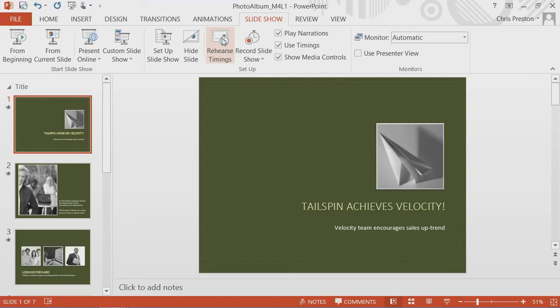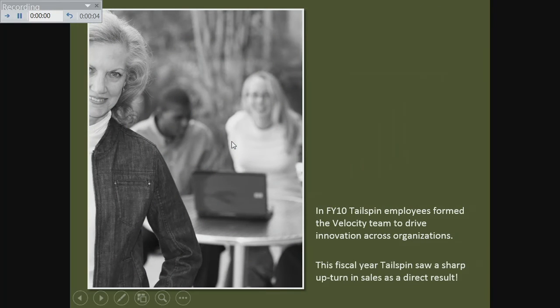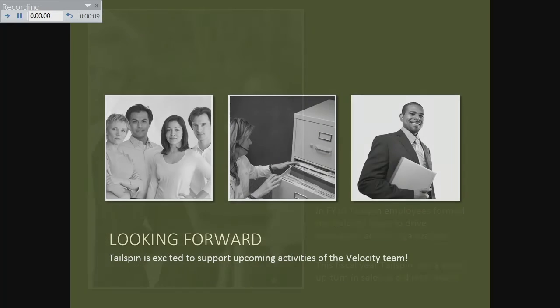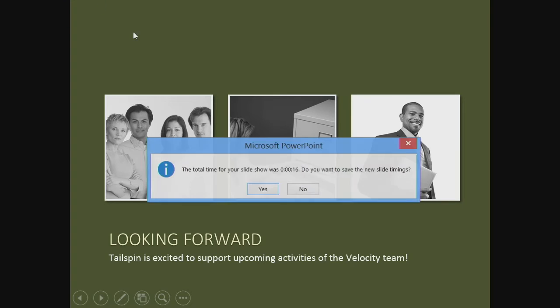I'll give you an example. Let's go ahead and hit rehearse timings, and what you're going to see is the PowerPoint presentation is going to come up. A timer is running in the top left-hand corner, and as I move my way through the slides, it's recording how long I'm spending on each slide. Now, I'm not going to go through the entire thing, so let's go ahead and pause this. Sorry, close it.